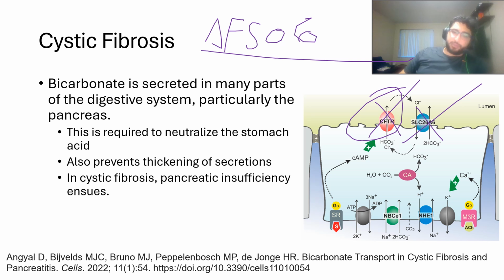So you're going to need to supplement them on those ADEK vitamins. Remember, the fat-soluble vitamins. Without pancreatic enzymes, you don't break down fat, so you don't get the fat. The vitamins can't be absorbed with the fat. So that's important.